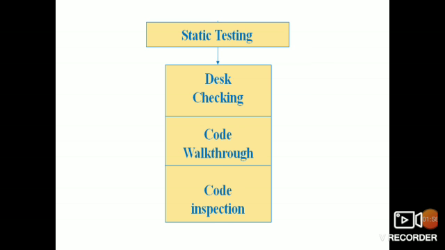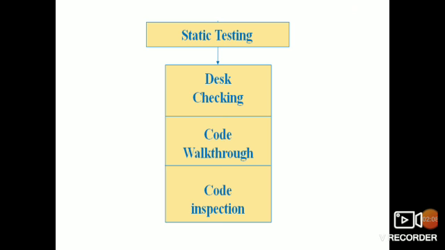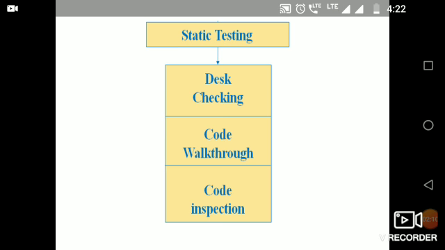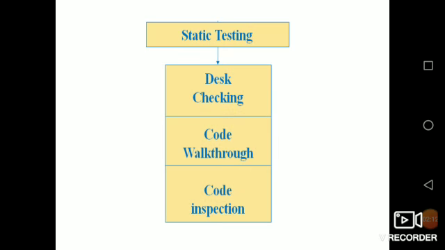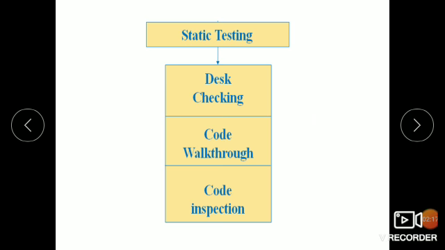There are multiple methods to achieve static testing by humans, and they are desk checking, code walkthrough, and code inspection. First we will see what is meant by static testing. Within static testing, first we will see desk checking.